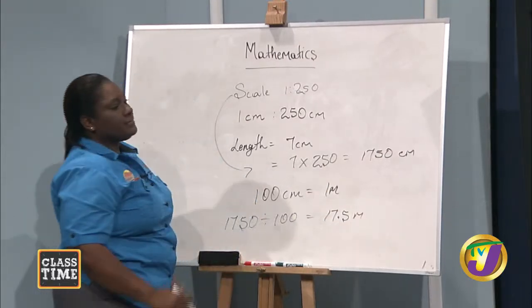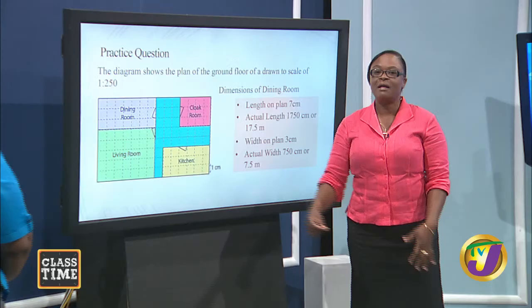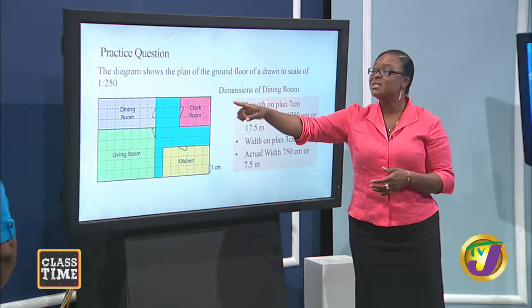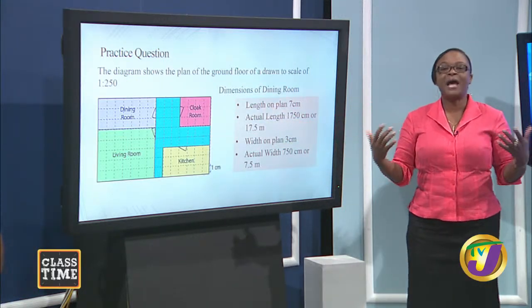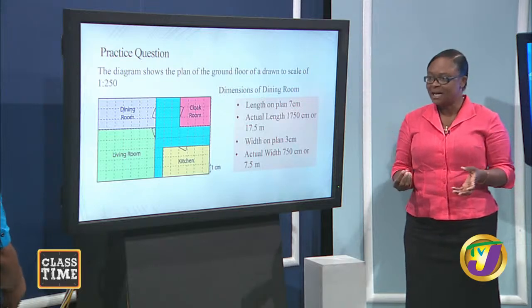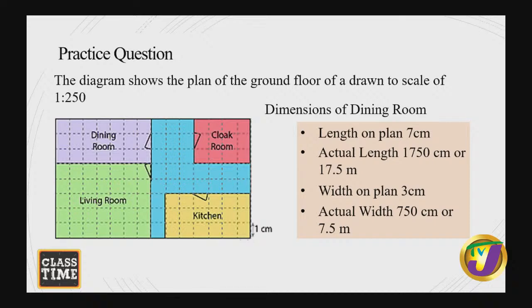Right. And if we use the same pattern to find the width, we see that it is 3 centimeters that's represented on the plan. The actual distance would be 3 centimeters multiplied by 250 because we're using the scale that is already identified. And we would get 750 centimeters. Convert that to meters. That would be 7.5 meters. Good. So we have that worked out.